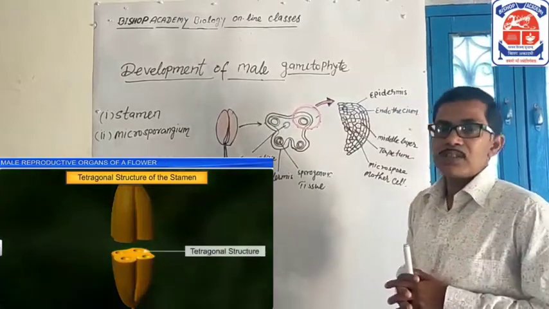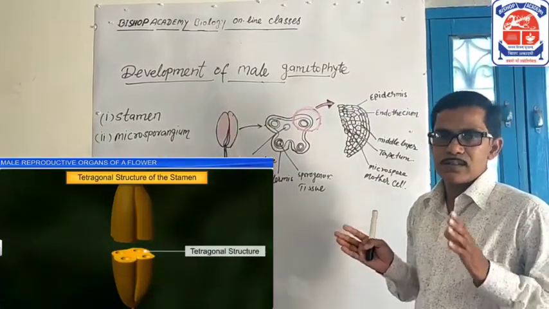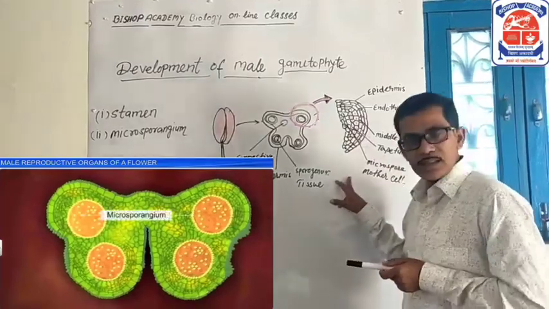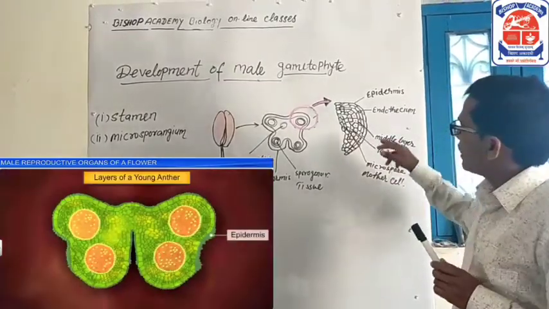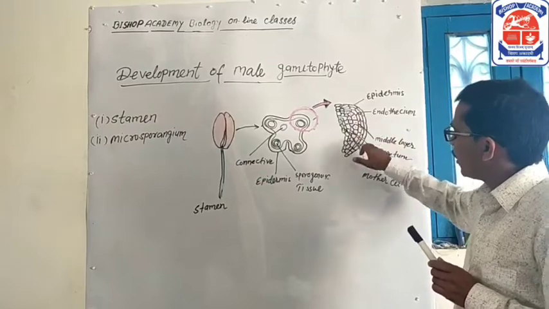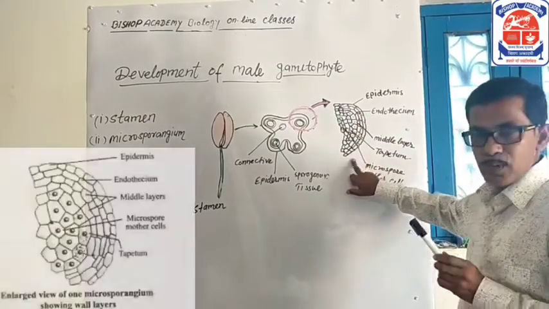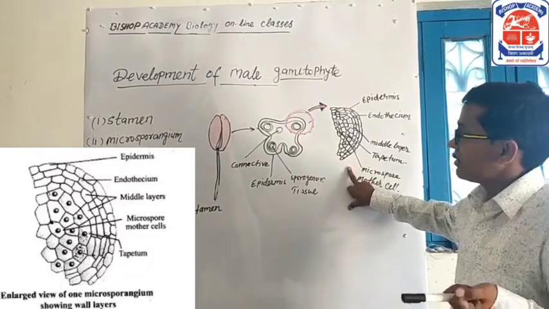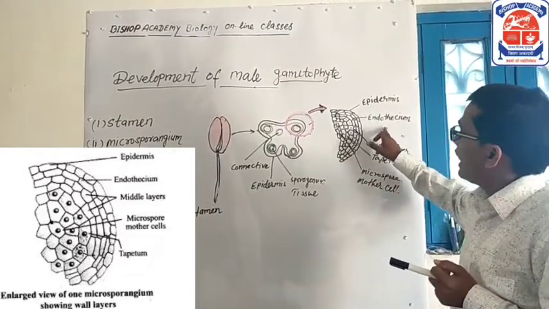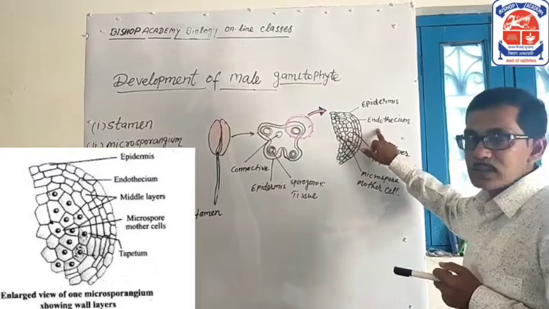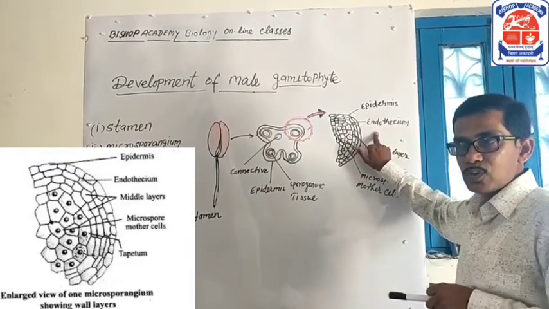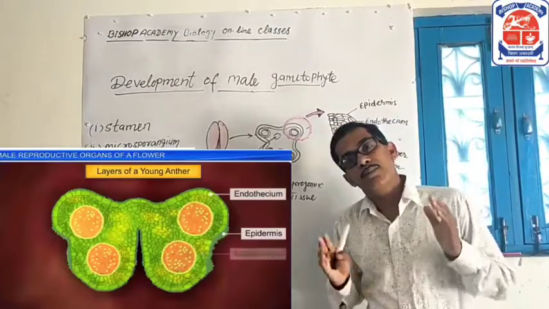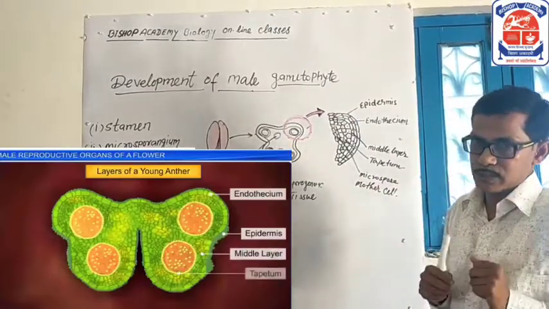When we study the detailed structure of microsporangia in transverse section, we can see different parts. The first part is the epidermis. It is the outer layer and it is protective in nature. It is the first layer of the pollen sac or microsporangia. The second layer is called the endothecium. It is also protective in nature and it helps in the dehiscence of the pollen grain after maturing.